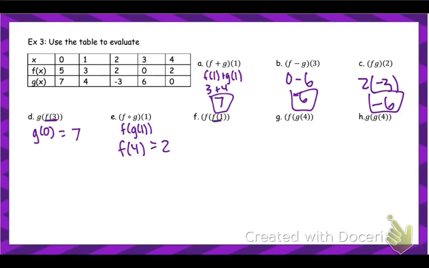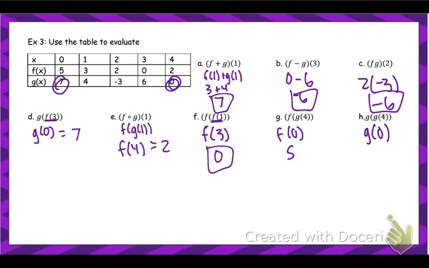All right, starting on the inside, f of 1. f of 1 is 3. So f of 3 is 0. f of g of 4. So g of 4 is 0. f of 0 is 5. And then finally, g of 4 is 0. g of 0 is 7.